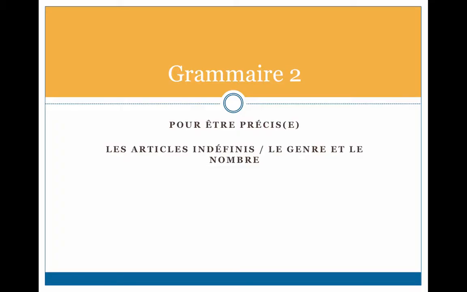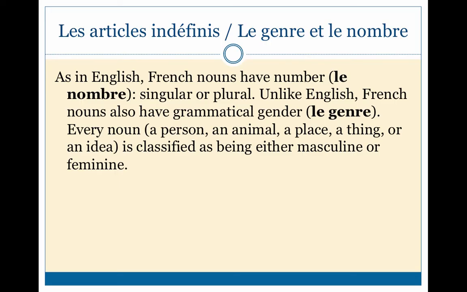Okay, in this lesson, which is one of two for this week, we're going to talk about indefinite articles and also gender and number. In French, if you'll remember, everything has a gender and a number. They also have singular and plural. So when we talk about French nouns, we always have to think about the ideas of le nombre, as you can see here, and le genre, and some people will call that le sexe.